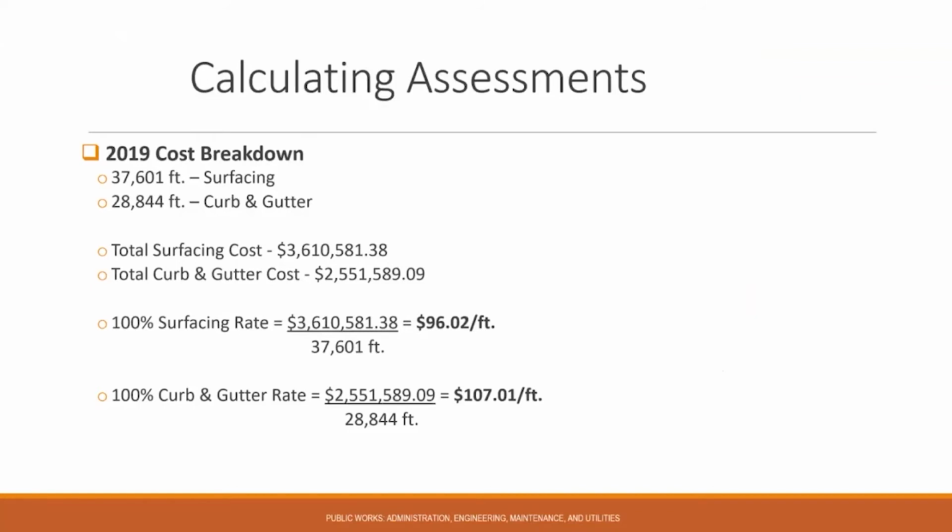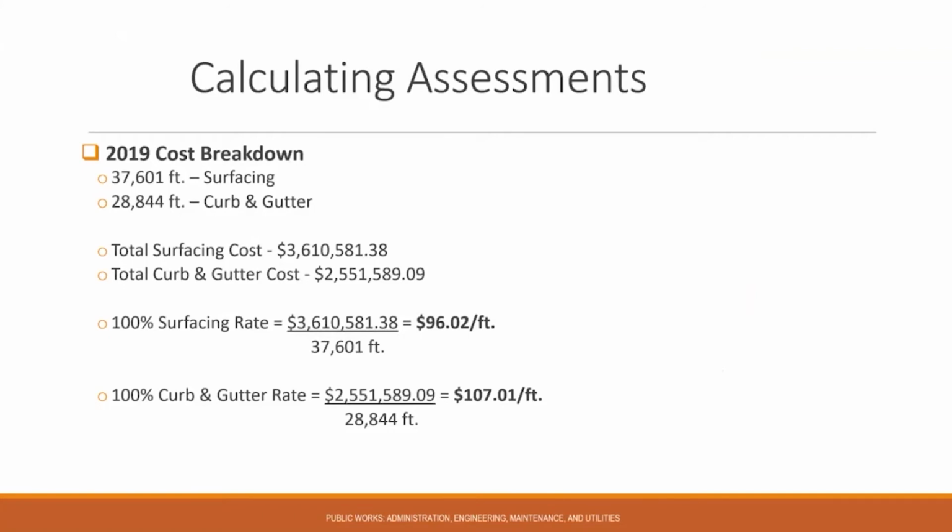However, if your street did not have curb and gutter installed and it was installed for the first time as part of this 2019 PMP project, you would be subject to an assessment for that curb and gutter as well. The total surfacing cost for the 2019 PMP came in at just over $3.6 million. And the total curb and gutter cost came in at just over $2.5 million.